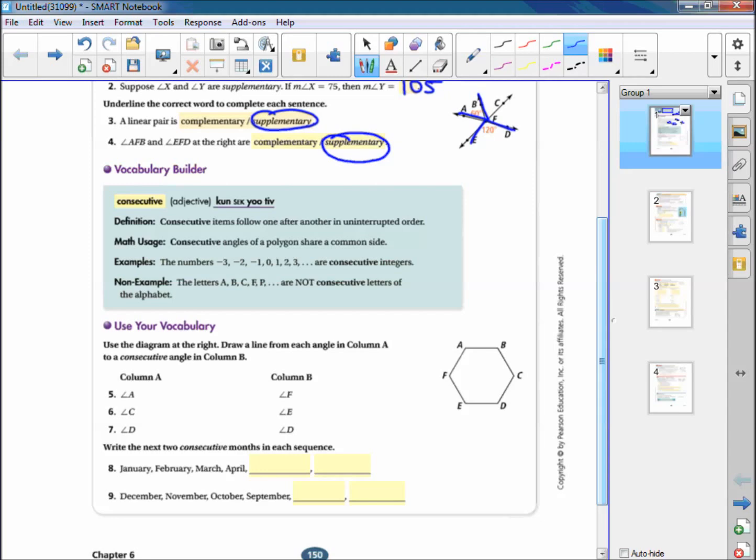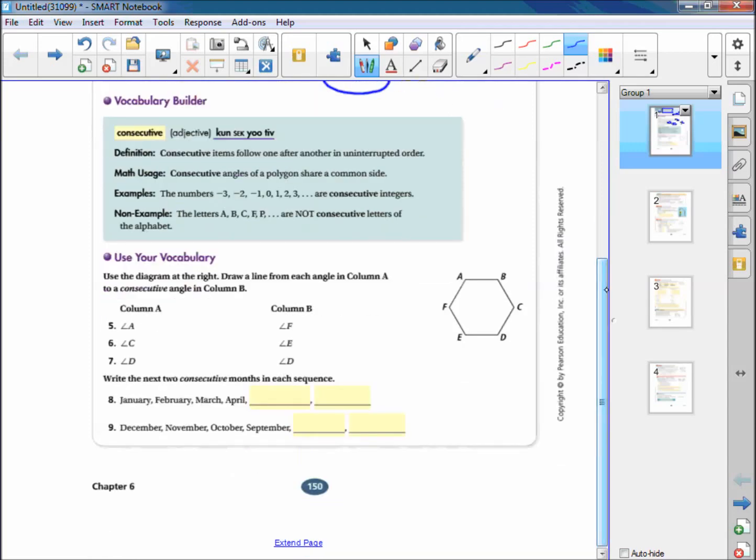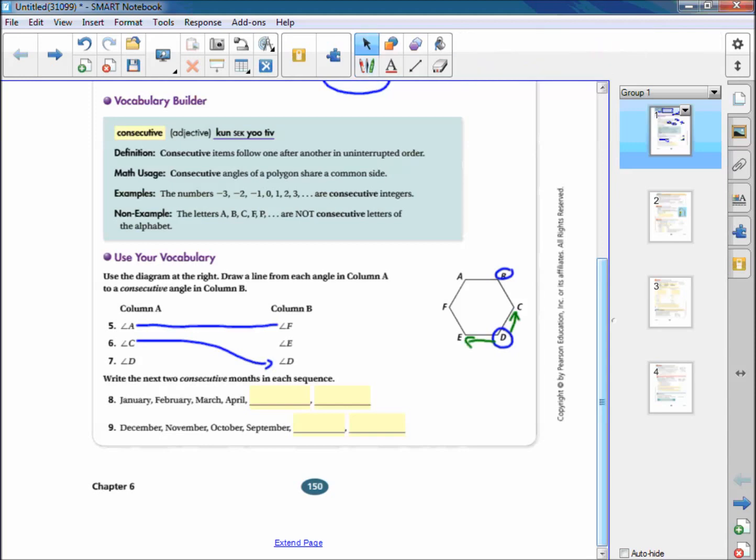Okay. Use the diagram at the right. Draw a line from each angle in column A to the consecutive angle in column B. So consecutive angles are going to be right next to each other. So angle A is consecutive with B or F, and only F is on here. Angle C is consecutive with B and D, and only D is on here. And then angle D is consecutive with angle E or C, and only E is on here.